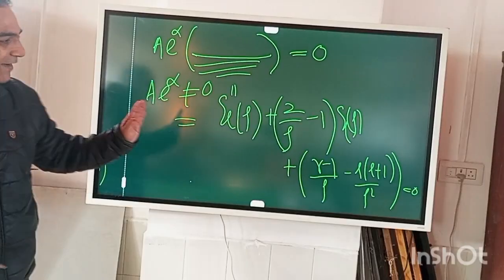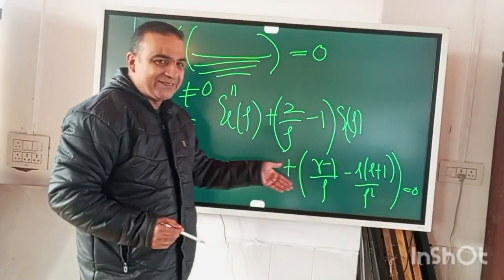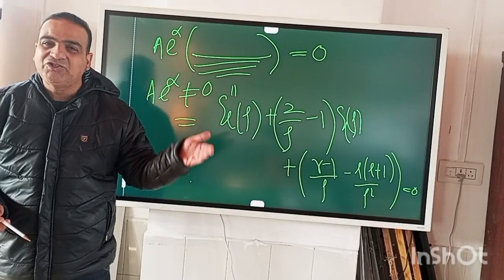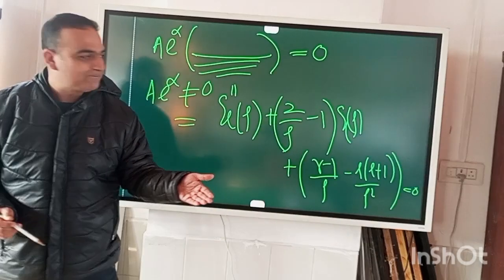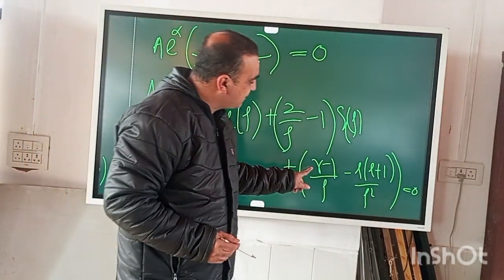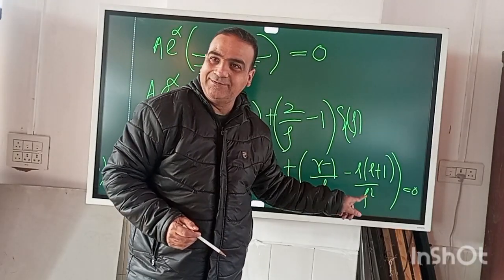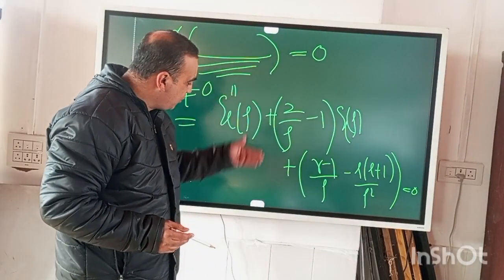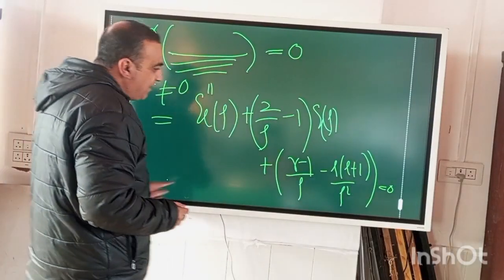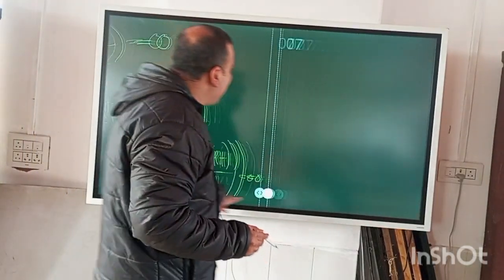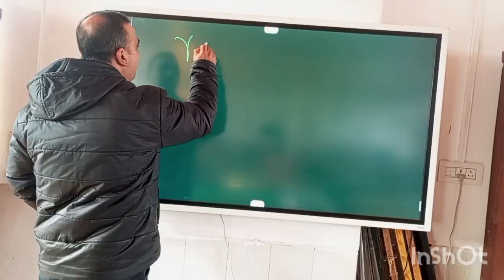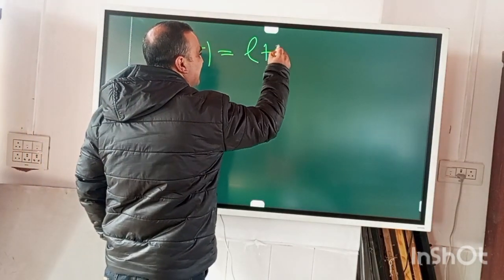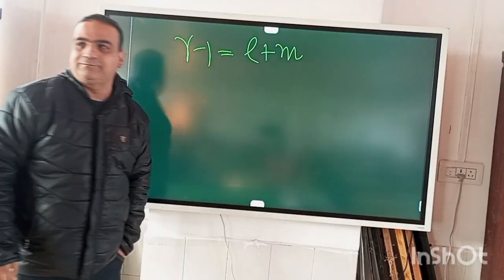Right? So once you reach this differential equation, see what we are trying to exploit here. This equation has solution only if this gamma minus 1 is equal to L plus some number n.